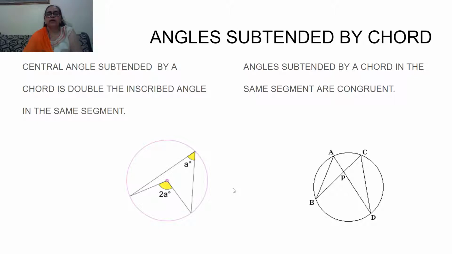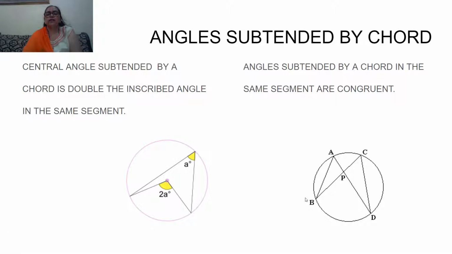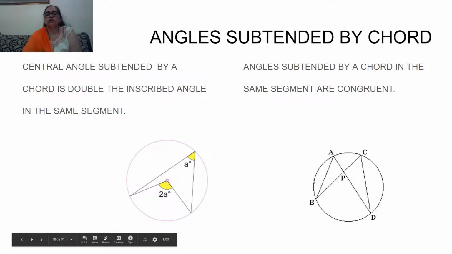Angle subtended by a chord. The central angle subtended by a chord is double the inscribed angle in the same arc. A is the inscribed angle and 2A is the central angle, which is double the inscribed angle in the same arc, same segment, sorry. Angles subtended by a chord in the same segment are congruent. So here you have angle BAD and angle BCD are congruent.